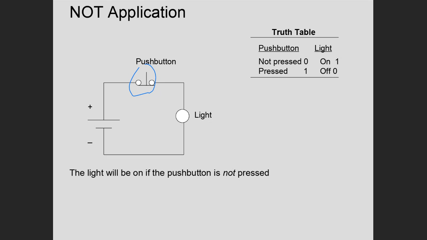Just to make sure I understand NOT correctly, a good example would be an emergency stop button, basically, where when it's not pressed, everything runs smoothly, but as soon as you press that button, everything shuts off? Yep. Okay. That's a perfect example.